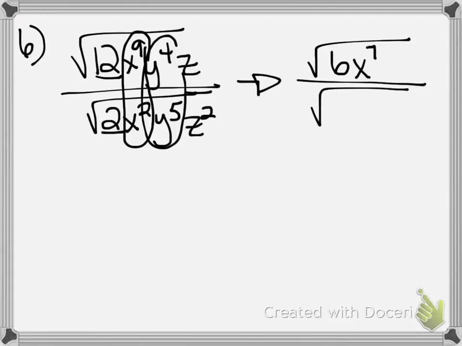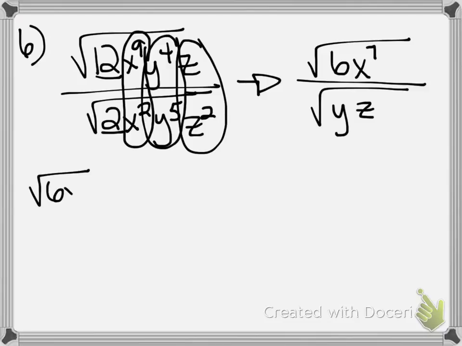And then I have my y's. So the y is bigger in the denominator. So then I do 5 minus 4, which is 1. So it's y to the 1st. You don't really have to write the 1. And then I have my z's. Z is bigger in the denominator, and 2 minus 1 is 1. So again, I don't have to write that to the 1st power. I can just write z. So if you notice now, I am going to have to rationalize this denominator.